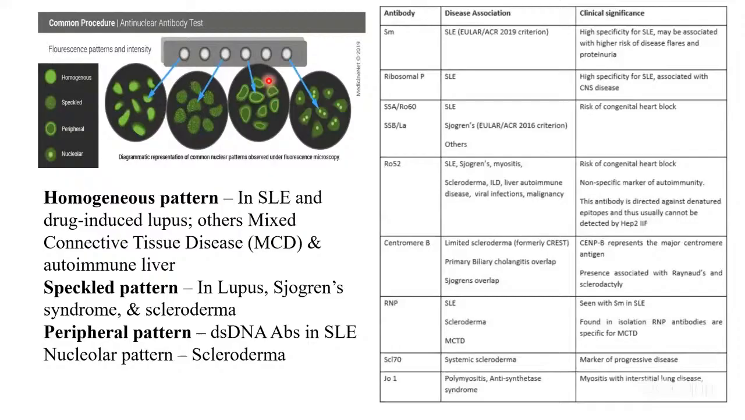Could be peripheral, where you can see staining around the periphery of the nuclear membrane. Could also be nucleolar, and you can see inside the nucleus there are nucleoli, and these antibodies are acting against the nucleoli. So this pattern would mean something. Homogeneous patterns are present mostly in SLE, and sometimes in mixed connective tissue disease and autoimmune liver disease. Speckled pattern is also seen in lupus, Sjögren's syndrome and scleroderma. Peripheral pattern, coupled with double-stranded DNA antibodies or anti-dsDNA, is seen in systemic lupus erythematosus, and then the nucleolar pattern is seen in what?